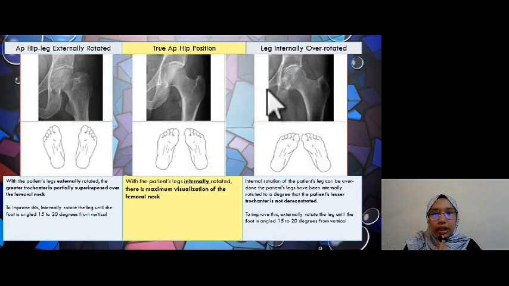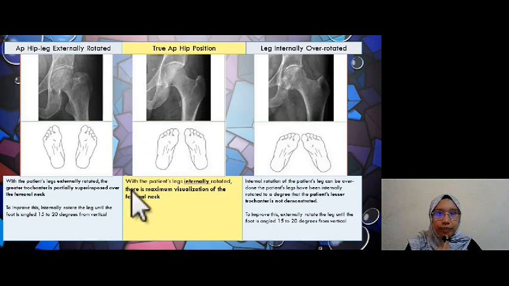This is also wrong positioning for AP hip, with the leg internally over-rotated. With internal rotation, the patient's leg can be overdone. The patient's leg has been internally rotated to a degree that the greater trochanter is not demonstrated. To improve this, externally rotate the leg until the foot is angled 15 to 20 degrees from vertical.